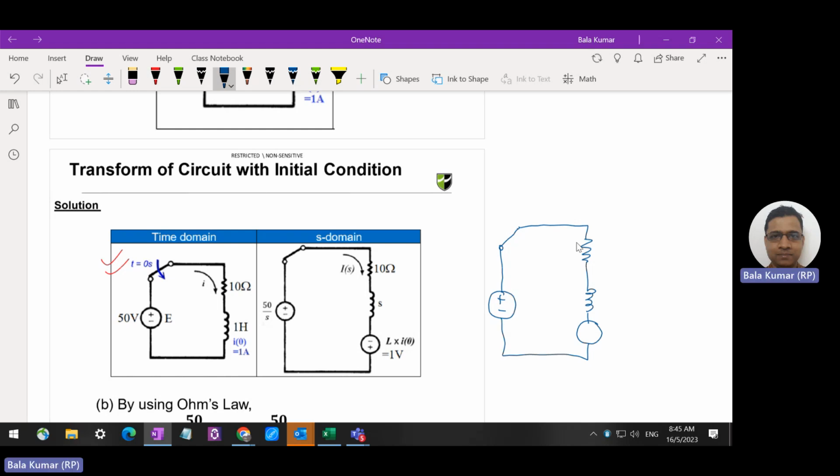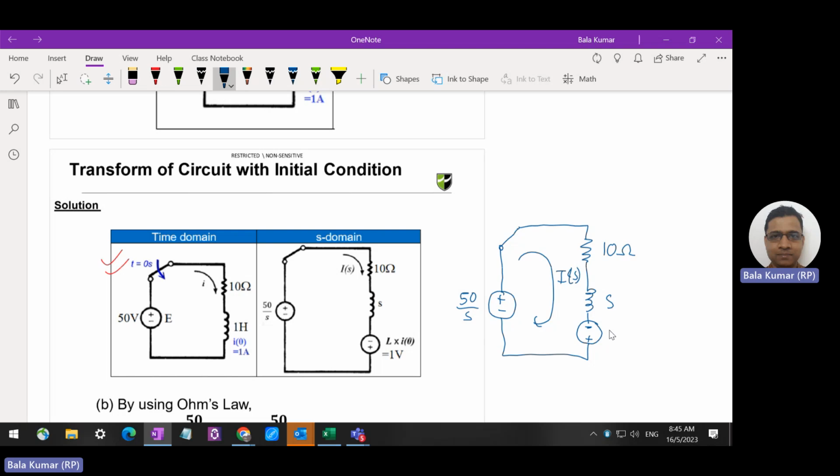Now let's determine the values. The source becomes 50 over S. The resistor is still the same, 10. The inductor becomes 1 times S, so I'm just going to put an S. The current is flowing in this direction, I of S. For the inductor, as we saw previously, the current enters the negative side and this should be positive. So we have determined the polarity.